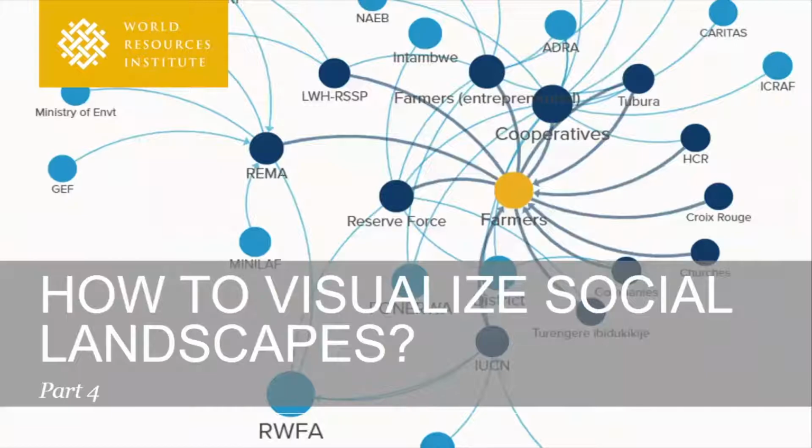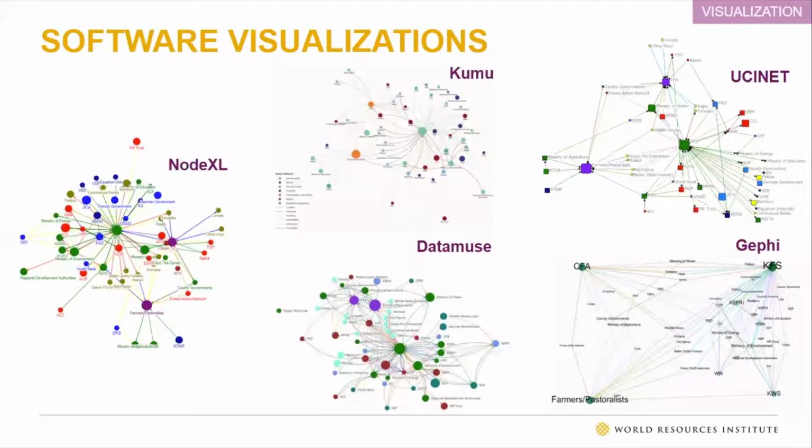Today we're going to show you a little bit of some of the software that we've used and give you some examples of how you could take this up in your own work. We looked at 5 different software visualizations, and these are the main ones that are used right now. We have NodeXL, Kumu, UCNet, Gephi, and DataMuse. There are plenty of others out there, but this is just a small selection that are used both in academic papers as well as in workshop settings.